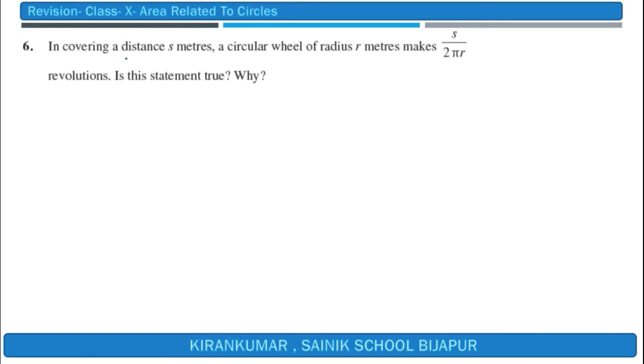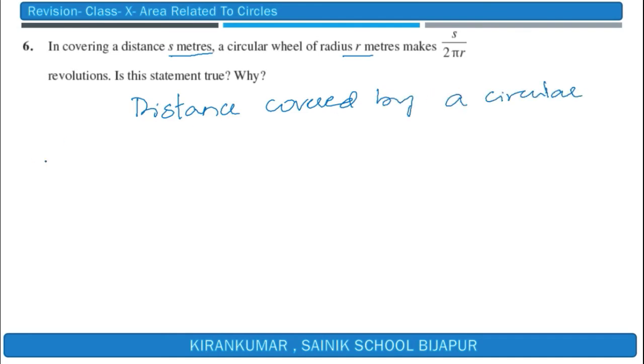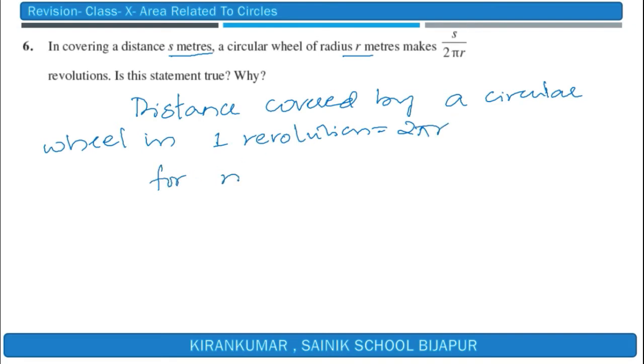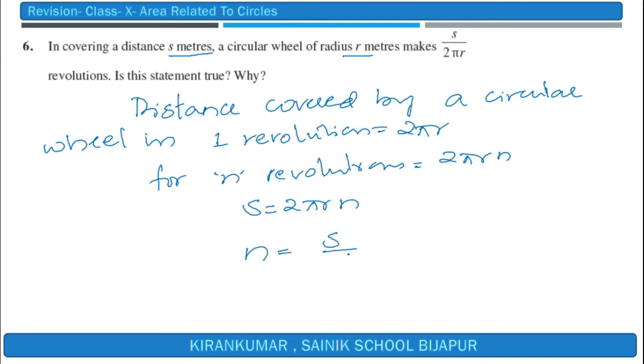Question 6. In covering a distance s meters, a circular wheel of radius r meters makes s upon 2 pi r revolutions. Is this statement true and why? Here, the distance covered by a circular wheel in one revolution is 2 pi r. For n revolutions, it is 2 pi r multiplied by n. That is the distance covered. So s will be equal to 2 pi r into n, and the n value will become s upon 2 pi r. So the given statement is a true statement.